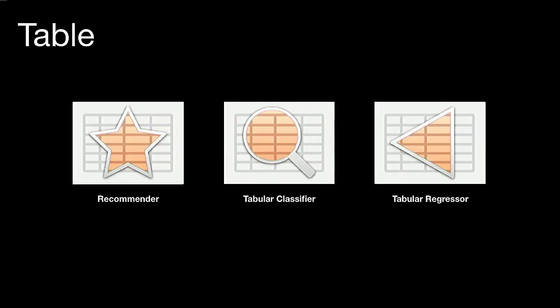And last but not least, in our tabular templates, we have the recommender, which recommends items to users based on the similarities of items and the user's ratings. So this is, say, if you're building an app like Netflix, and want to recommend movies or something of that nature. And the tabular classifier and regressor predict values based on tabular data. So let's jump into a demo.